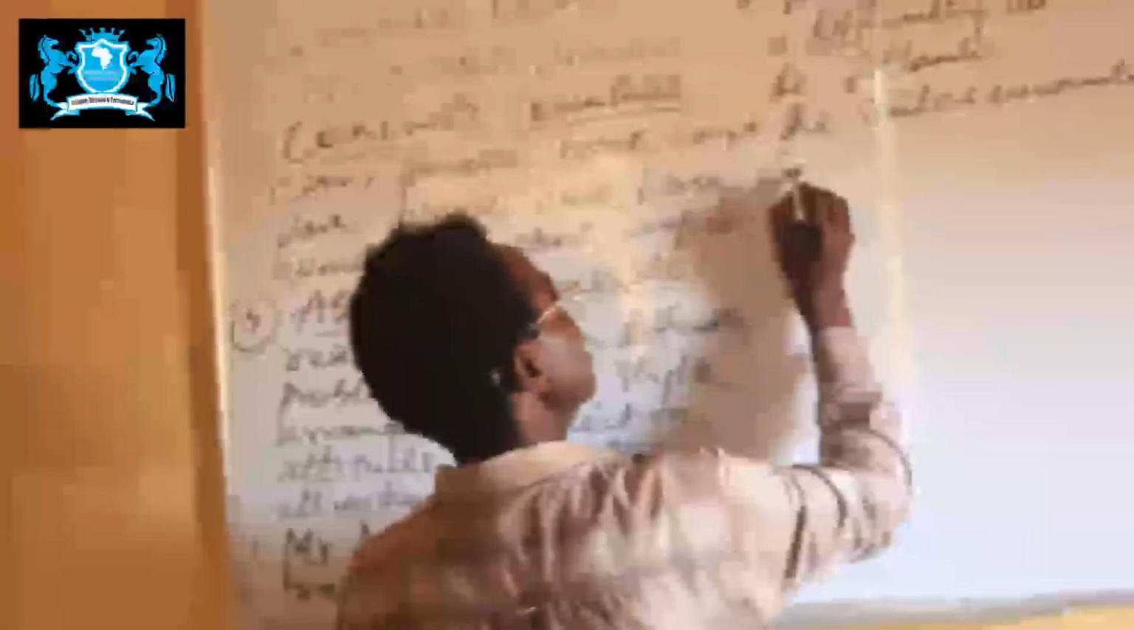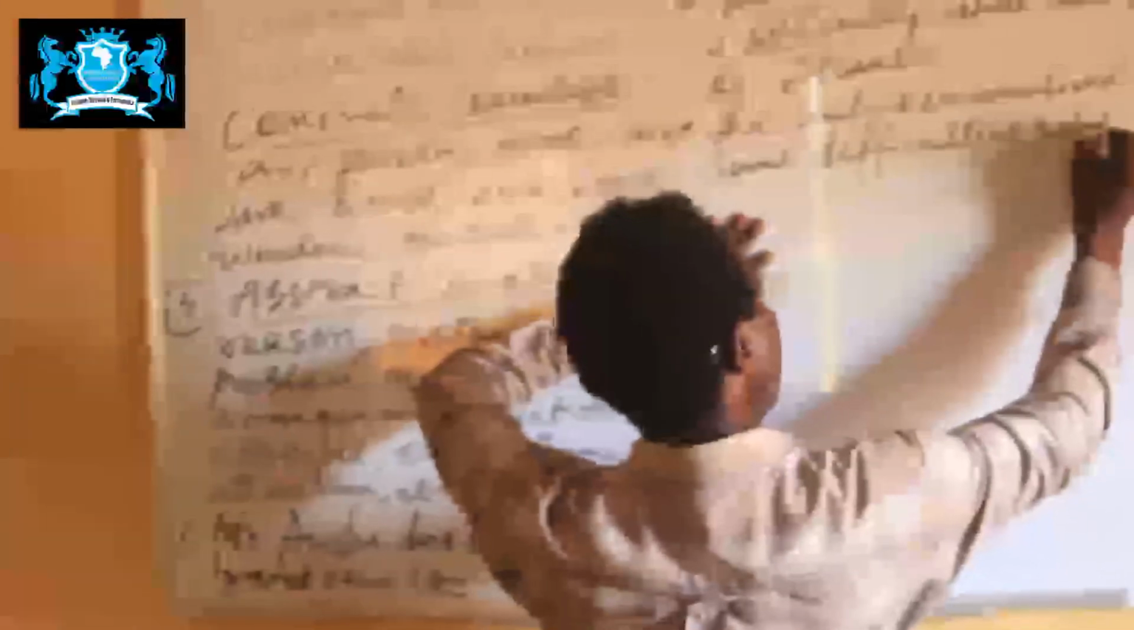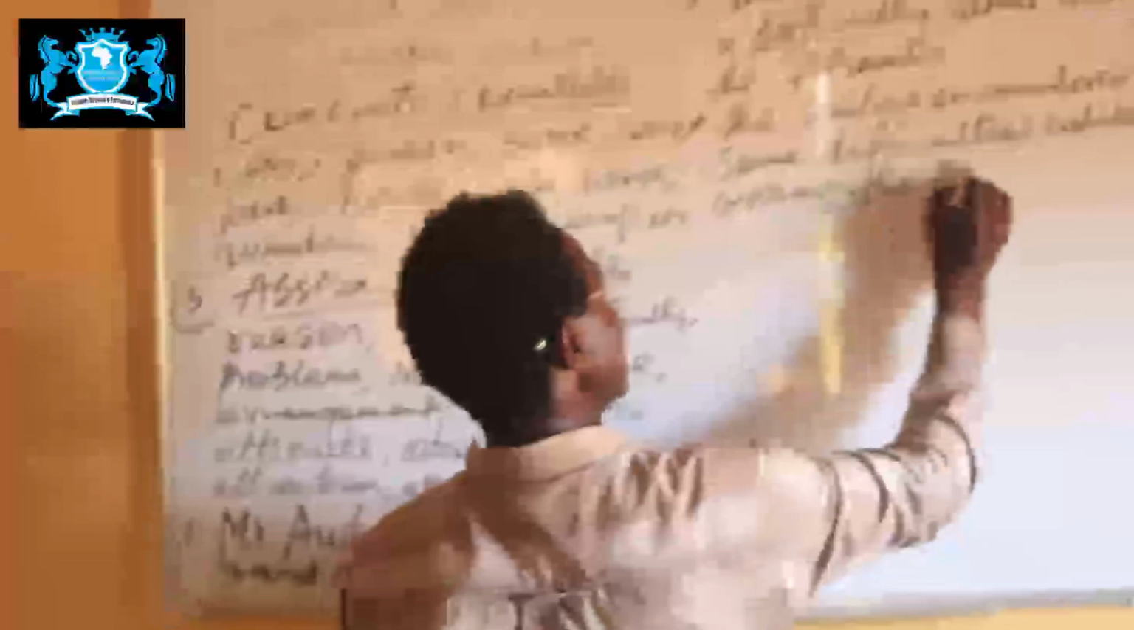Now let's take a look at this. The sailors encountered some, so the article A becomes some, encountered some difficulties while crossing the Atlantic. Convert the singular form of difficulty to its plural form, difficulties. The sailors encountered some difficulties while crossing the Atlantic.